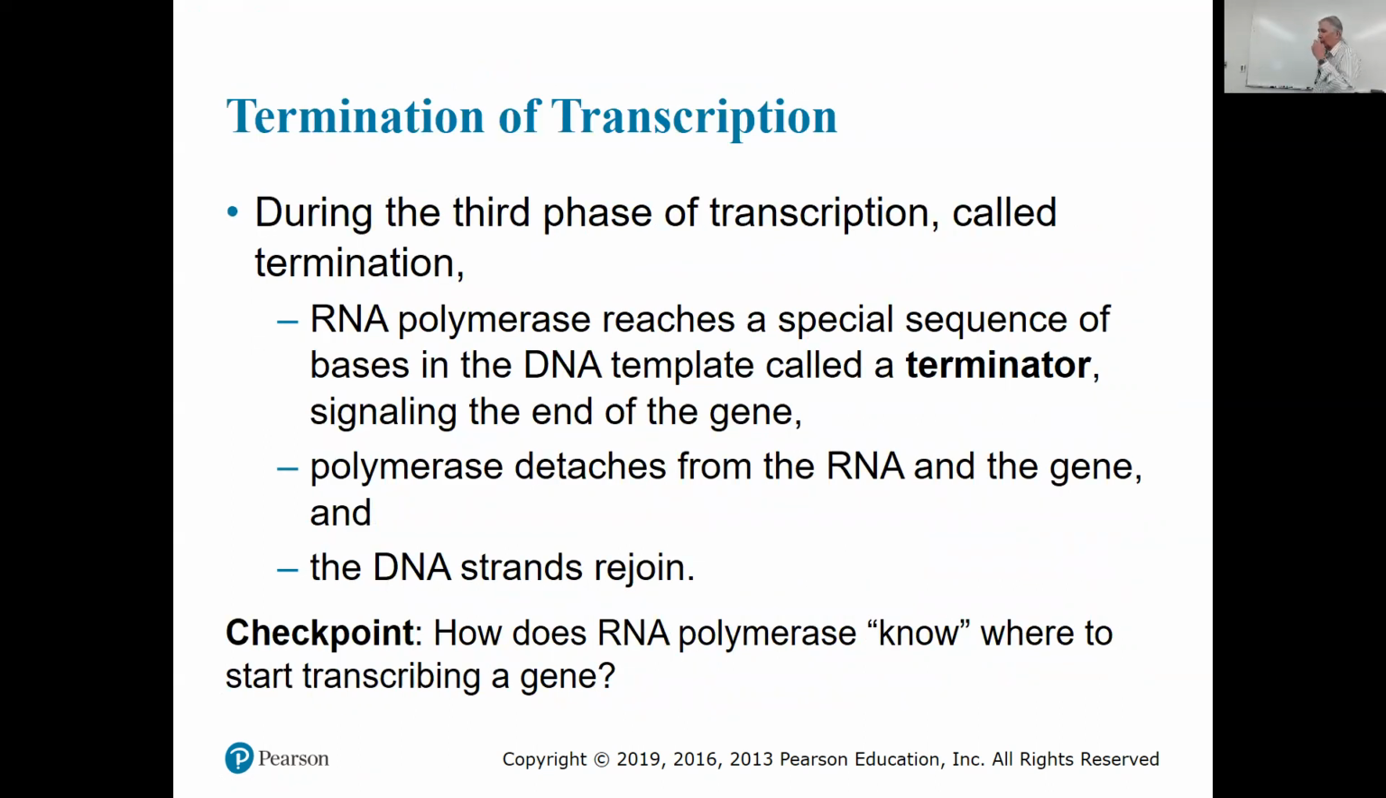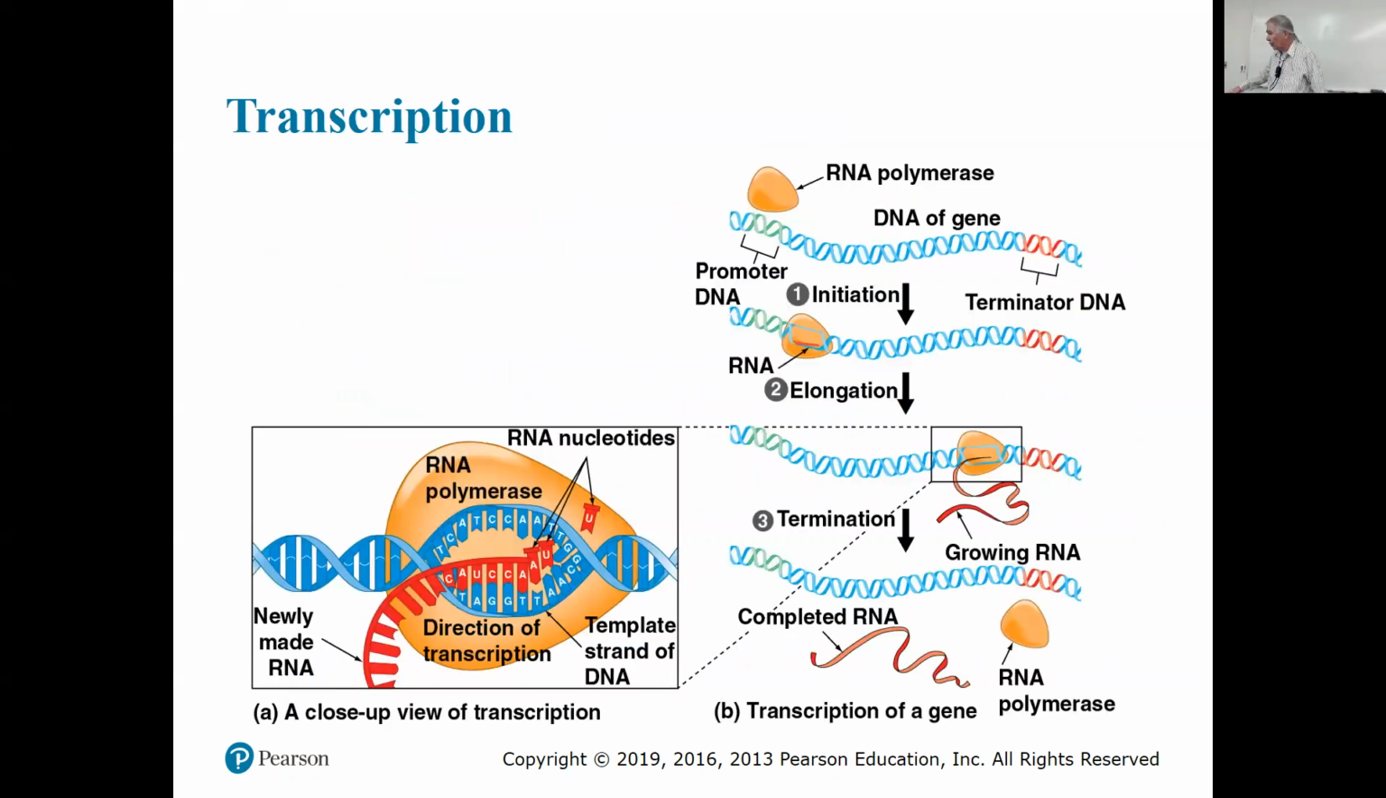Okay, during the third phase of transcription, called termination, RNA polymerase reaches a special sequence called the terminator. So a promoter starts the process, or tells the RNA polymerase where it starts. The terminator tells the RNA polymerase it's the end of the message. You stop there. And then the polymerase will detach from the RNA and the DNA strands rejoin, and then we put the book back on the shelf. So how does an RNA polymerase know where to start transcribing a gene? It recognizes the promoter, all right? So here's transcription. RNA polymerase comes along, initiates, elongates, finds the terminator, detaches, and there's the completed RNA.